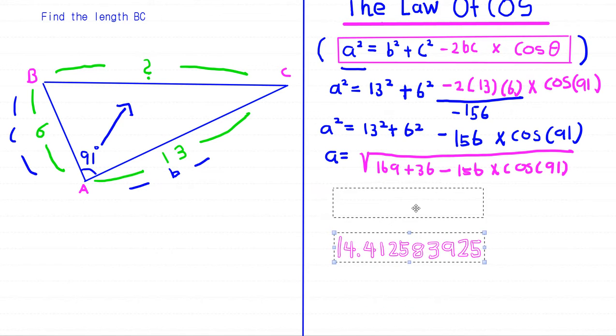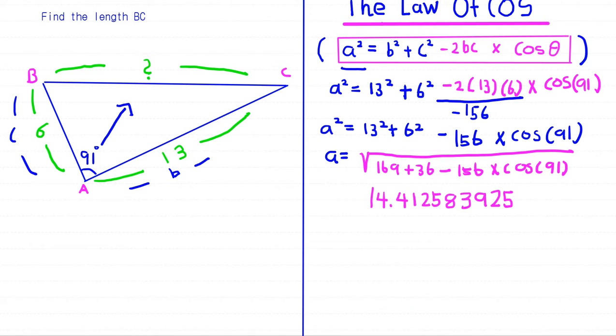So the answer is approximately like this, but it is kind of an infinite number because it will keep going on and on and on. And so if we round it to the nearest hundredths place, it is an approximation, and we're going to be left with A is approximately 14.41. And this was our answer. So we can say that the value of BC is approximately 14.41.